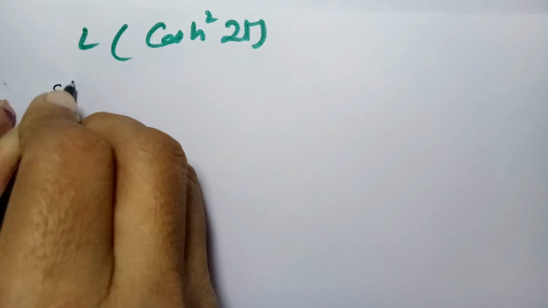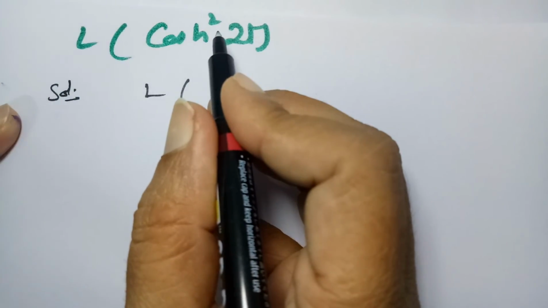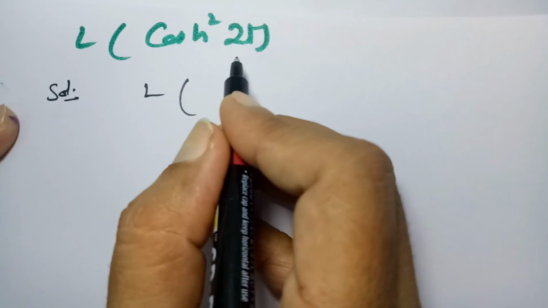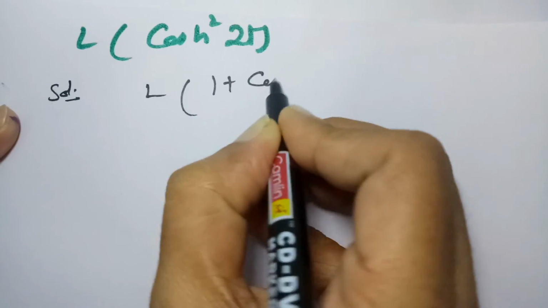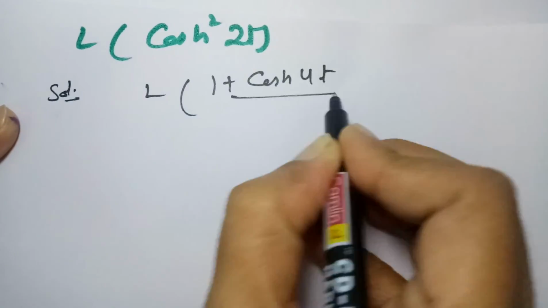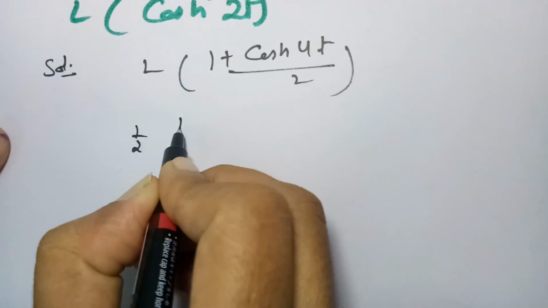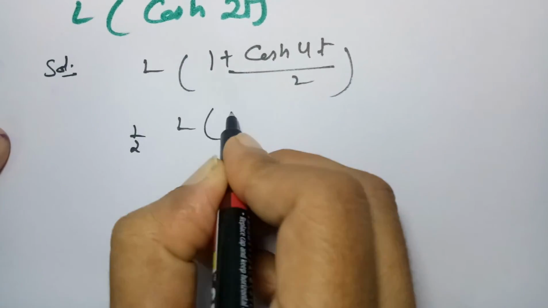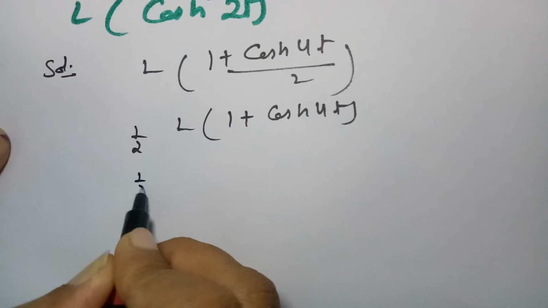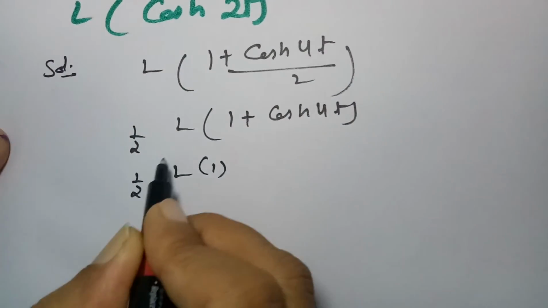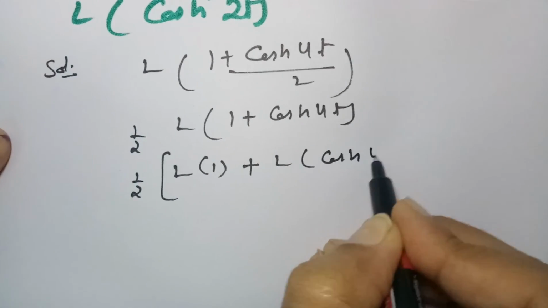The solution is Laplace transformation of, what is the formula of cos square hyperbolic 2t? It is 1 plus cos h 4t by 2. So this is the formula. 1 by 2 I have to take as common, and 1 plus cos h 4t, that is half times of Laplace transformation of 1, half is for both, and Laplace transformation of cos h 4t.